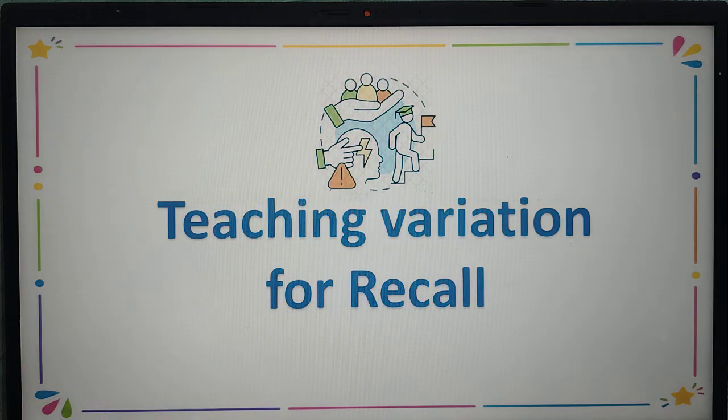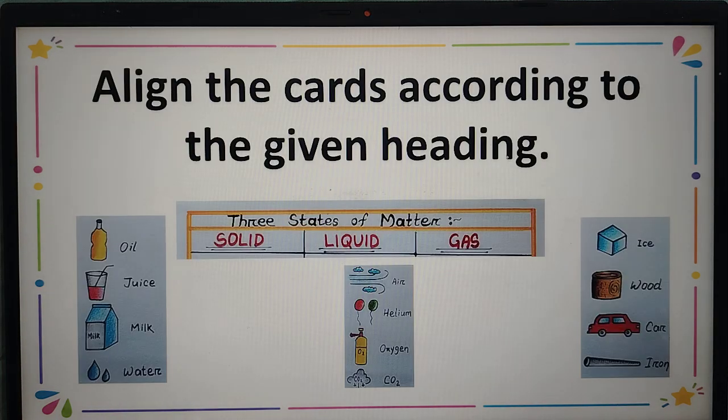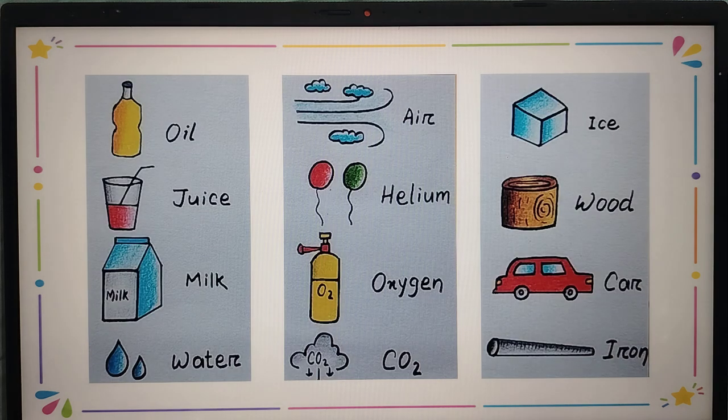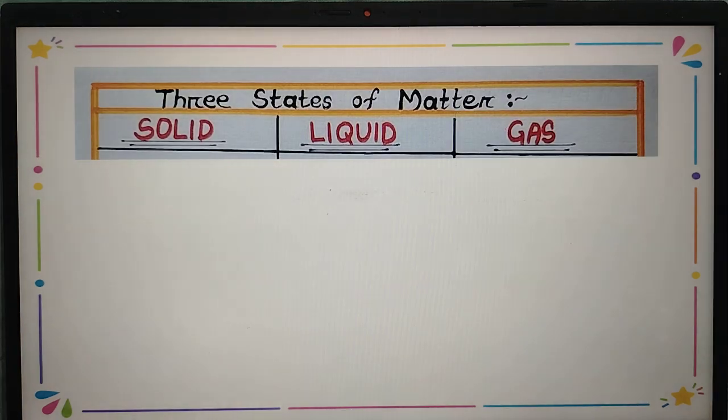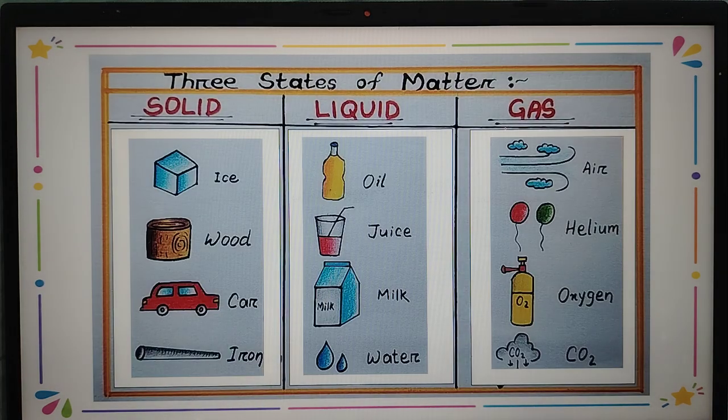For the recall, as a teaching variation, you can have cutouts of this picture. The learners will group these pictures into three, as either solid, liquid, or gas. They have to paste them on the board and have them categorized as solid, liquid, or gas, just like this one.